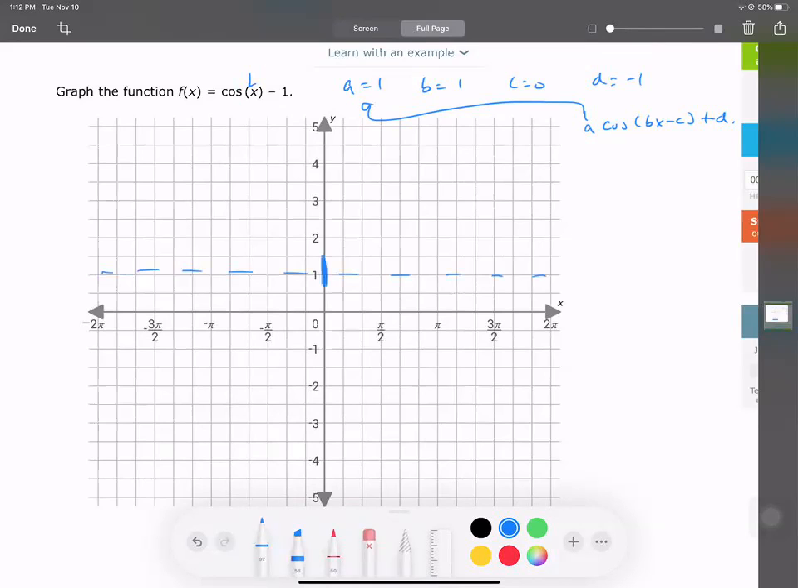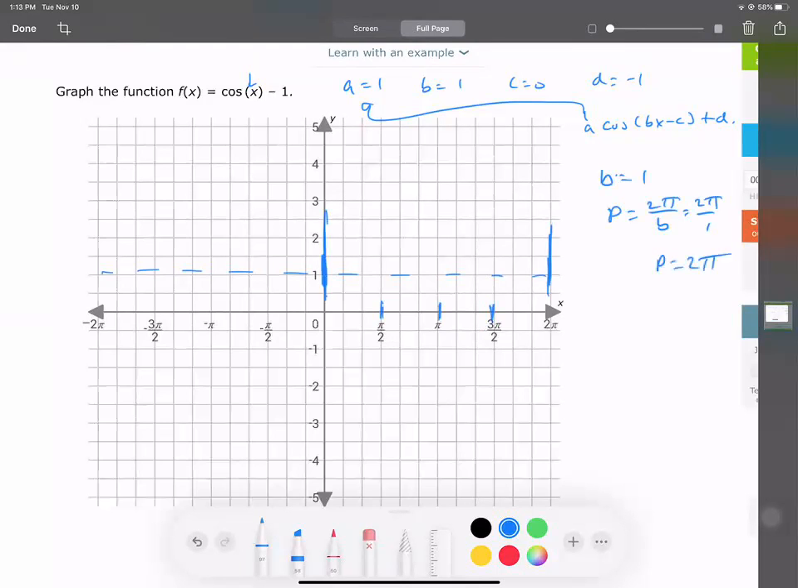My b value is my frequency. So I see this once in 2 pi. So starting and stopping, you should see the graph happen something like that in 2 pi. But of course, we want to make this look nice. So we do half, half, and half from 2 pi. If you're not sure, b is equal to 1, and our p is 2 pi over the letter b, which is 2 pi over 1. So p is equal to 2 pi.